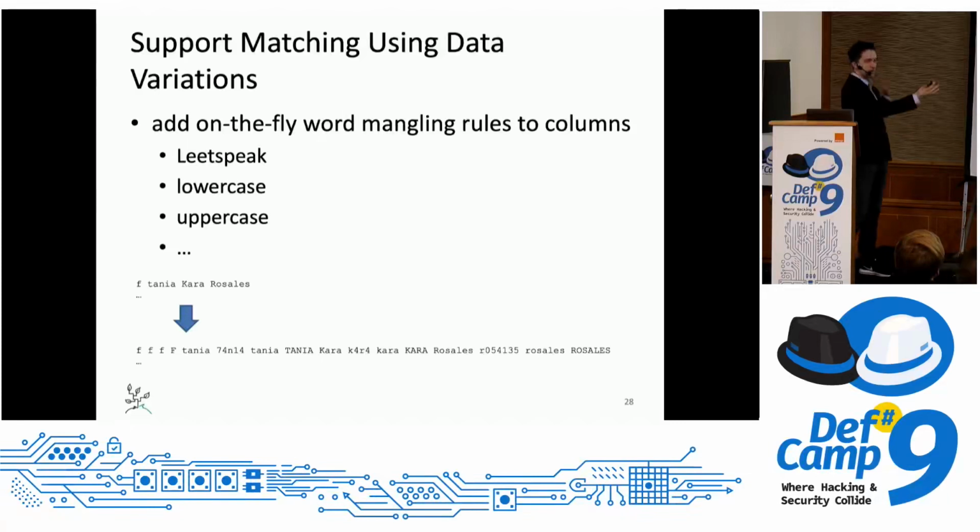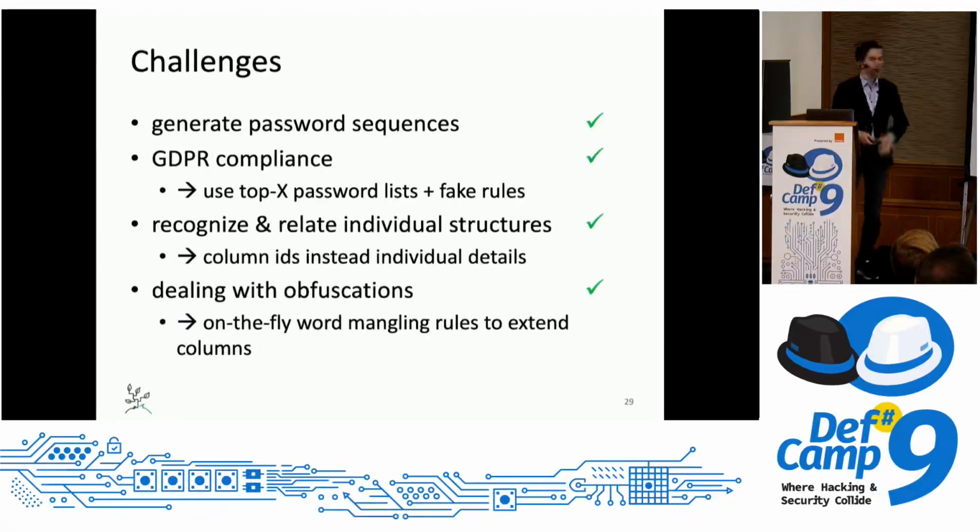This blows up the data set, but that's perfectly fine because the machine learning algorithm can deal with that. That's no problem. However, this is just one approach. I spent a limited amount of time here. I'm pretty sure fuzzy matching or something like that is possible and will be seen in the future, but this is just one approach. So basically we have solved all the challenges. We are GDPR compliant by using fake rules. You can recognize and relate individual structures by using the column IDs. We can deal with obfuscations by using the on-the-fly word mangling rules.